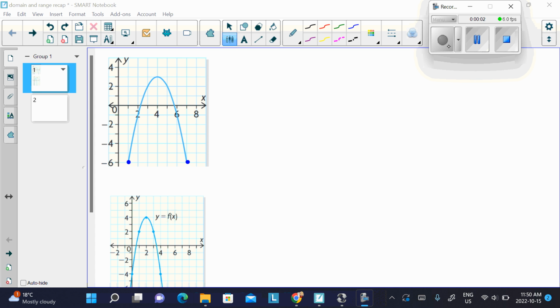Hi everyone, here is an example of how to write domain and range if you need a quick refresher.